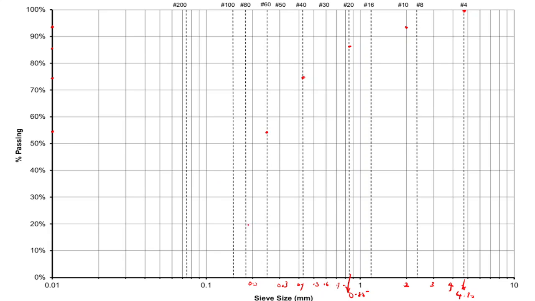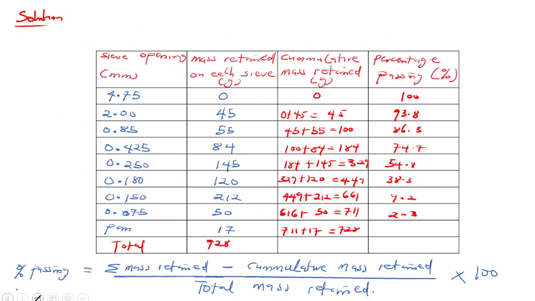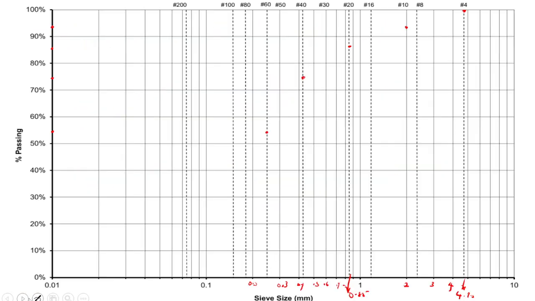So the next point is 0.180 and 38.3. So 0.180 and 38.3. 38.3 should be somewhere around here, like so.